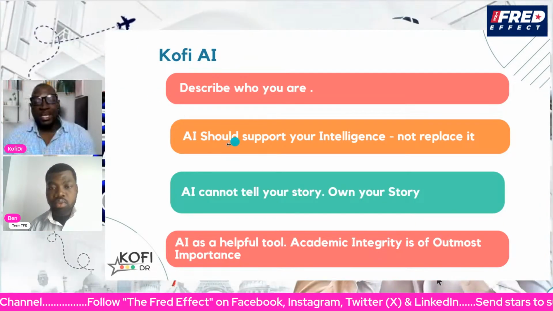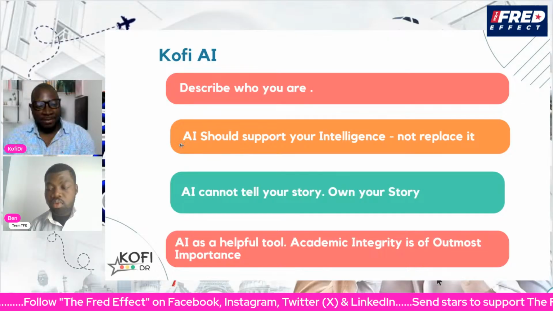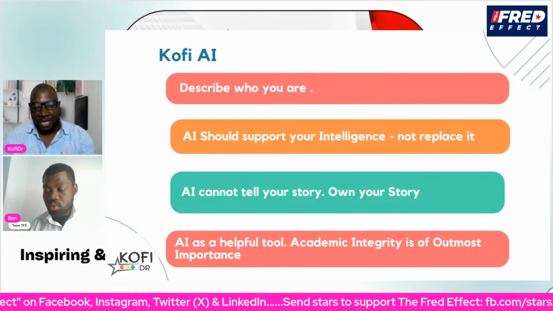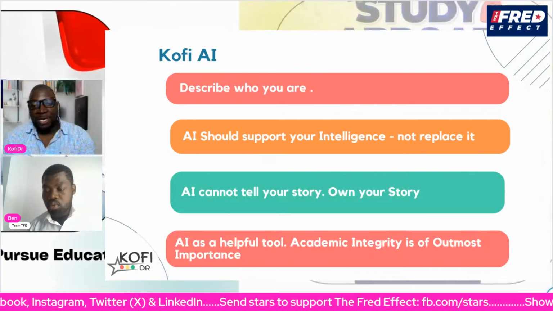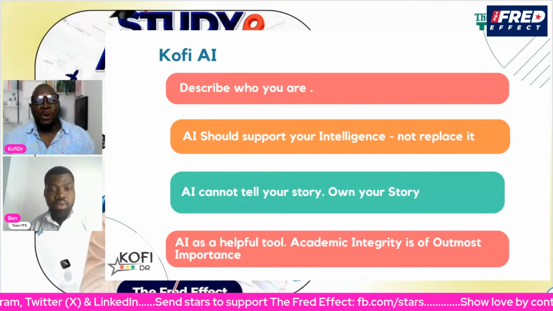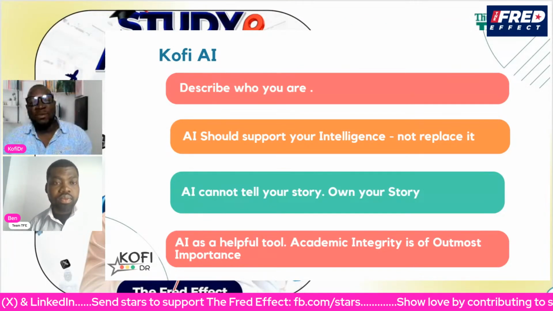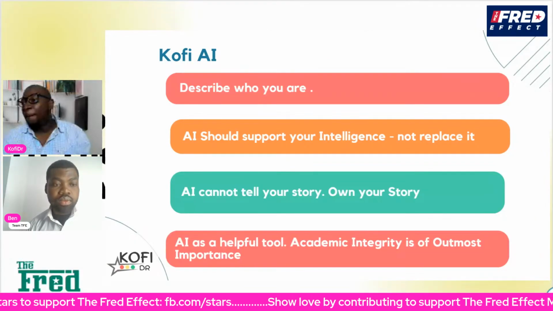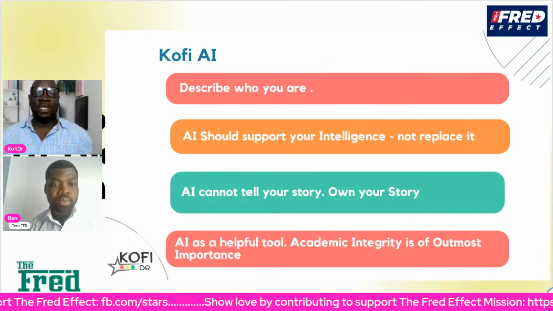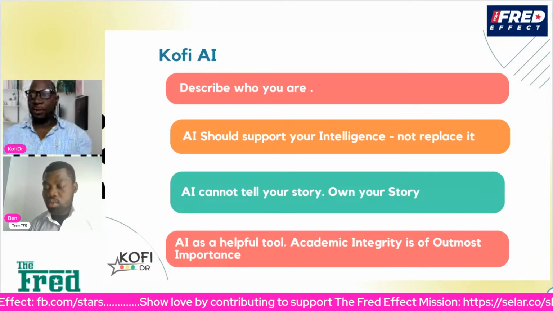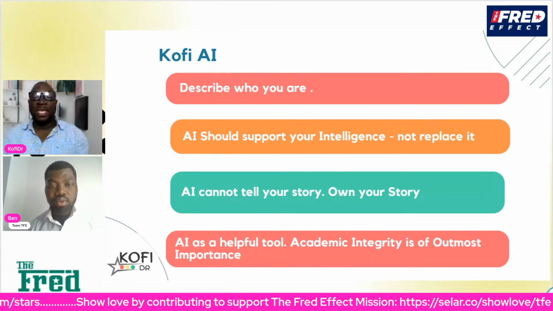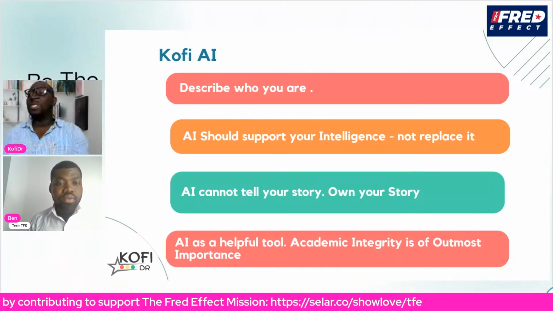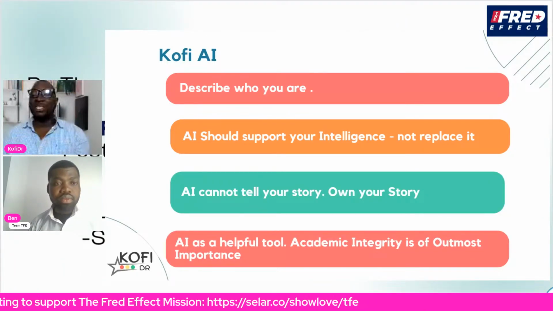Another thing I would say is that, just like Fred was saying, when the calculator came, there was pushback. AI is here. It is not going anywhere. We just have to incorporate AI into our work to make it more efficient. So what I can say is that AI should support your intelligence. It should not replace it. So no matter how smart you think AI is, you are smarter than the AI. So you should be able to use AI to support your intelligence.